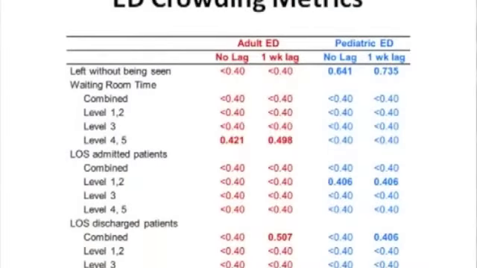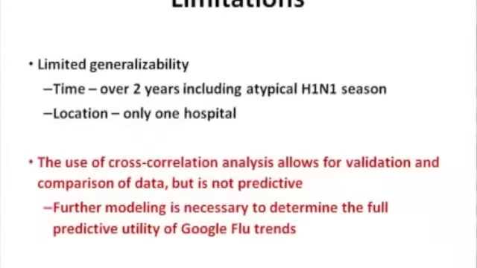The remainder of the ED crowding metrics were similar. The pediatric ED tended to have a better correlation than the adult ED, especially with left without being seen. The adult ED did not have a great correlation, maybe some with the lower acuity patients. I just want to point out, as some other people have referenced, this is all correlative. None of this is predictive. So in order to actually implement this for clinical uses, we need to develop additional predictive models, which we've heard about a little bit earlier, but it's very promising.